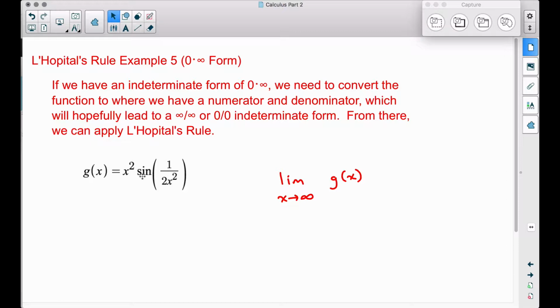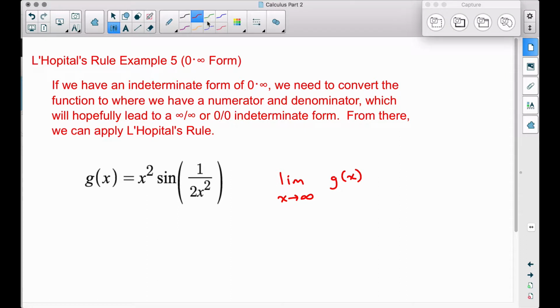What does all this mean? Well, let's look at g of x, and let's find the limit as x approaches infinity of g of x. Let's just try to plug in some really big numbers and see what we get. If we let x get really big, x squared is going to get really big as well. Say, for example, x was 100. 100 squared is really big. If we let x be a million, 1 million squared is going to get even bigger. So we're approaching infinity for the x squared piece.